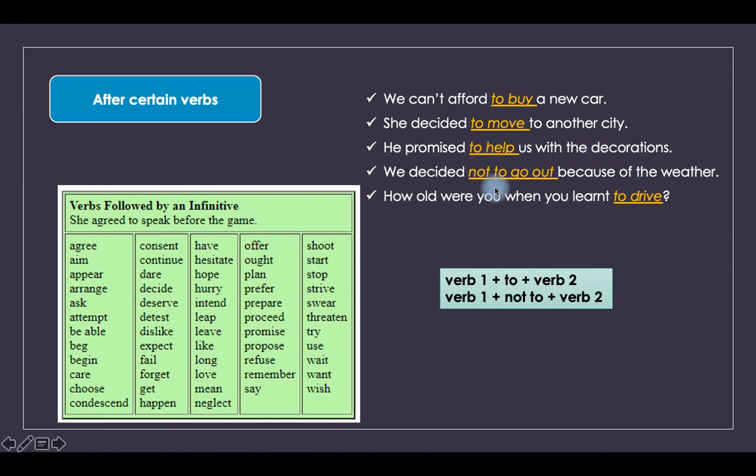Please look at the negative form. If you have a negative form, you should add not before the infinitive form of the verb. We decided not to go out because of the weather.